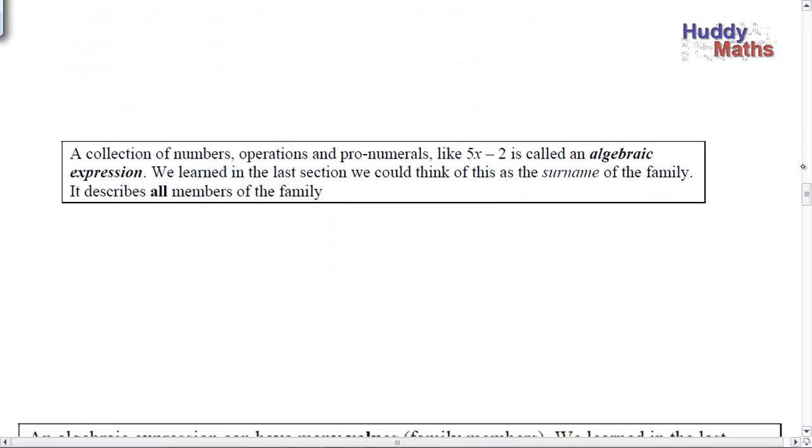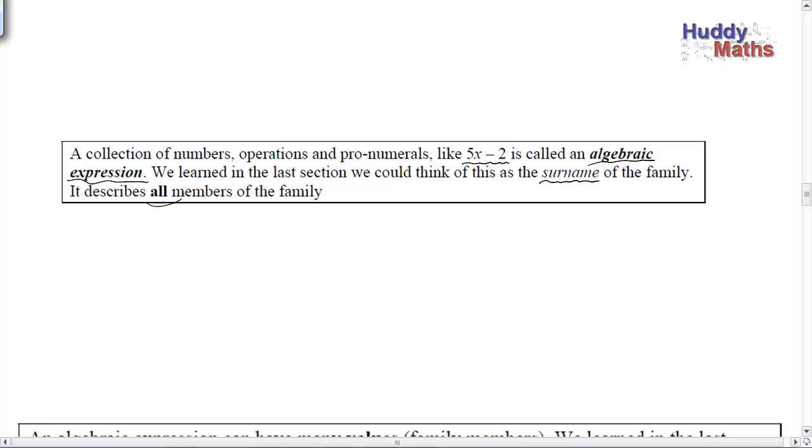A collection of numbers, operations and pronumerals like 5x take 2 is called an algebraic expression. And back in that first presentation, algebra, what's that? We were writing mathematical sentences. So we had algebraic expressions but equal to something, or an equation. We're going to come on that later on. And this algebraic expression is called the surname of the family.